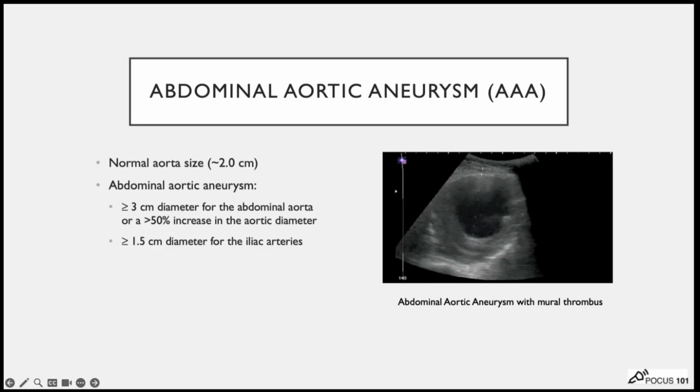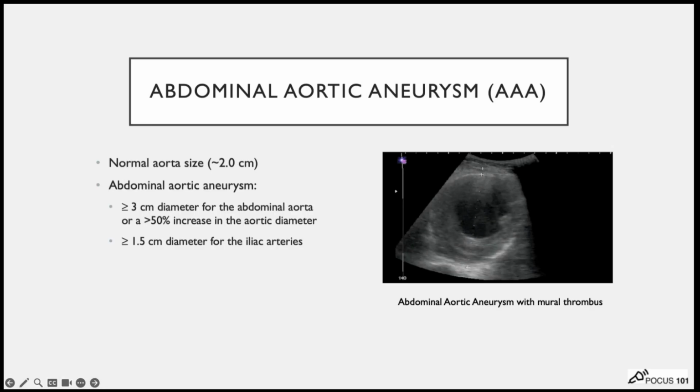So the first thing you'll be assessing for is an AAA. The normal size is around 2 centimeters. And here are some definitions of what an abdominal aortic aneurysm is. The diameter is greater than or equal to 3 centimeters, or if there's a 50% increase in the aortic diameter, and at the level of the iliac arteries, if that diameter is greater than or equal to 1.5 centimeters.